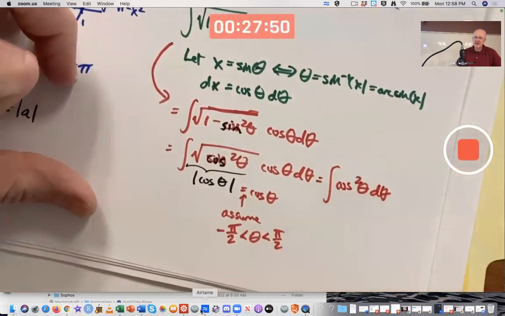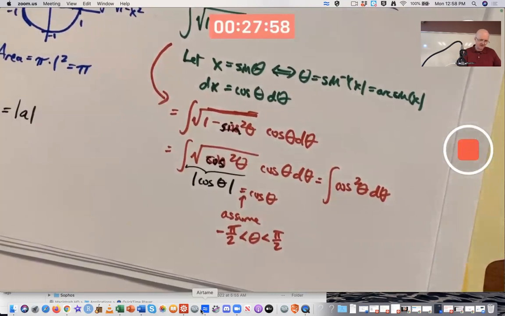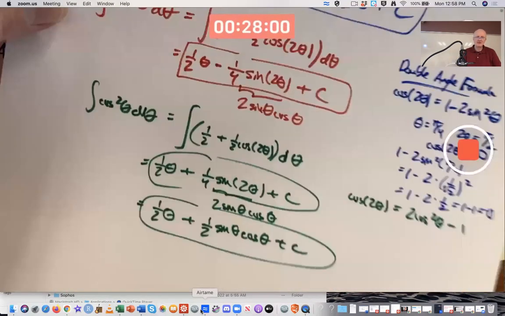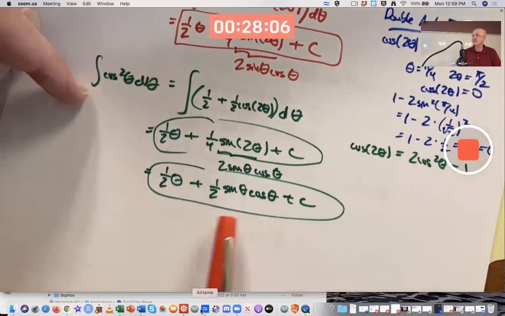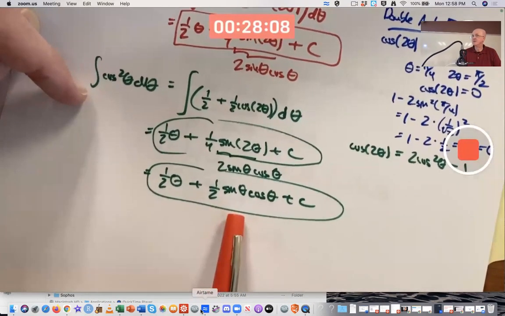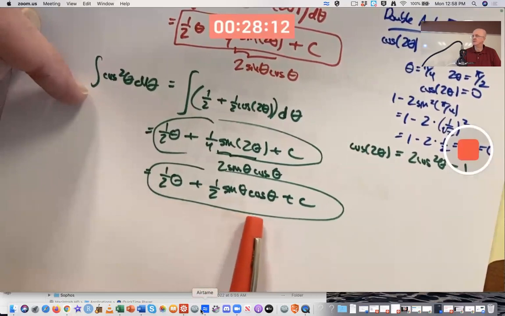Hey, and that's cos squared theta d theta. That was the integral we just did, 10 minutes ago, 15 minutes ago. This integral. Use that. I'm about to use it. 1/2 theta plus 1/2 sine theta cos theta.